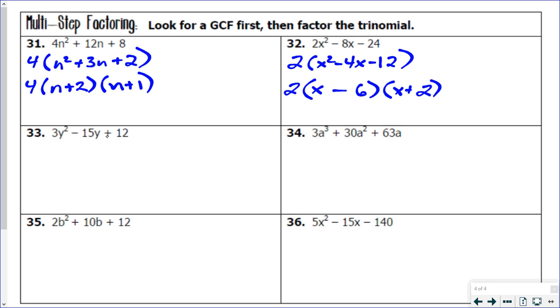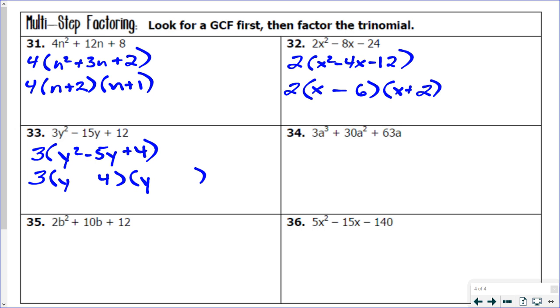All right, on this one I can factor out a 3. So I have 3 times y squared minus 5y plus 4. Two numbers that multiply to 4 and add to 5. That would be 4 and 1. So y and 4, y and 1. This is interesting. So look, the product is positive, but the sum is negative. So how do we get that?